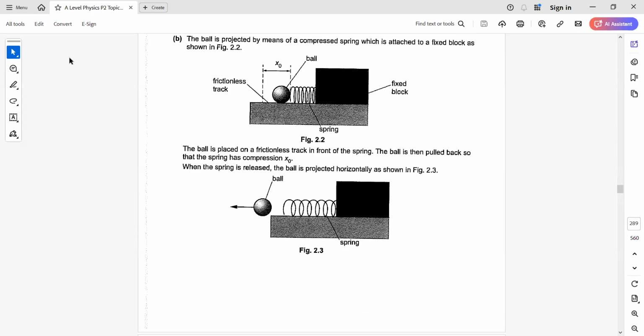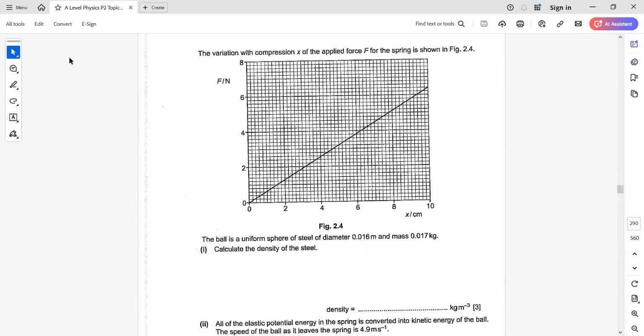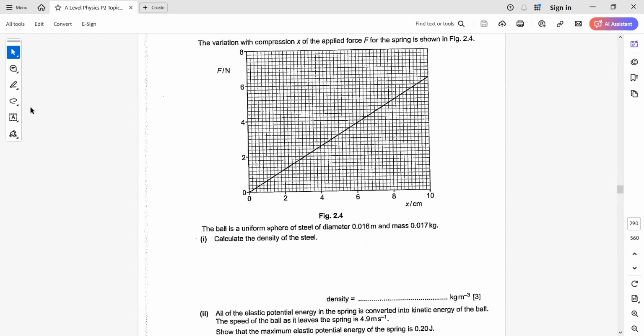Well, this is a ball that is projected by means of a spring. Okay, we can see that. So there is an initial compression, then it is pulled back. So the compression is X naught. Then we have compression and we have force, that is shown through a graph. Let's see what they have asked us.